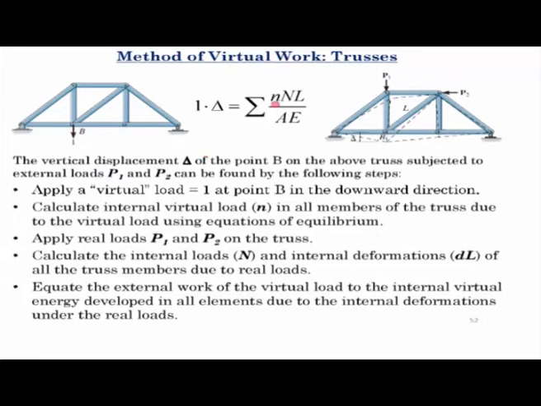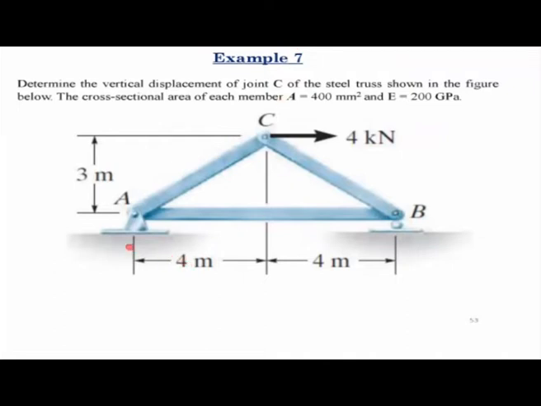So to get a better idea about this method of virtual work for trusses, we'll now look at an example where we have this simple truss ABC, which is having a pin joint at A and a roller joint at B. It is subjected to a lateral load of 4 kilonewtons in the horizontal direction, and they want you to calculate the vertical displacement of joint C, that is the downward or upward displacement of joint C due to this applied load. The cross-sectional area of each member of the truss is given as 400 millimeters square, and the modulus of elasticity of each member is given as 200 GPa.